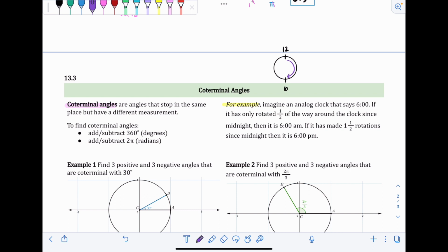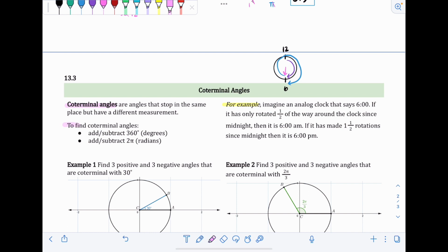But if it's made 1.5 rotations, so if it continued from there and went one extra full rotation, so from midnight it went 1.5 times around, it'd be 6 p.m. So when the hour hand is at the 6, that would be a coterminal angle with 6 a.m. and 6 p.m. Meaning they stop in the same spot, it looks the same on the clock, but they tell you 2 different times.